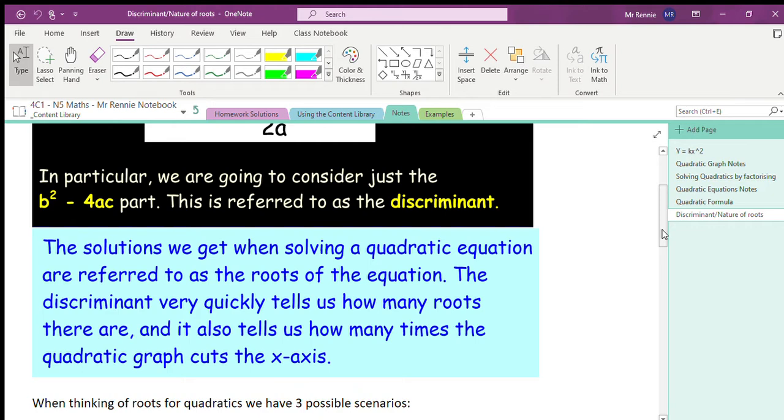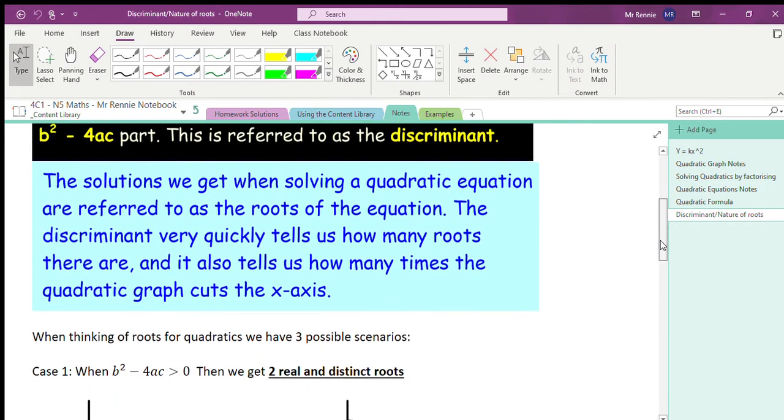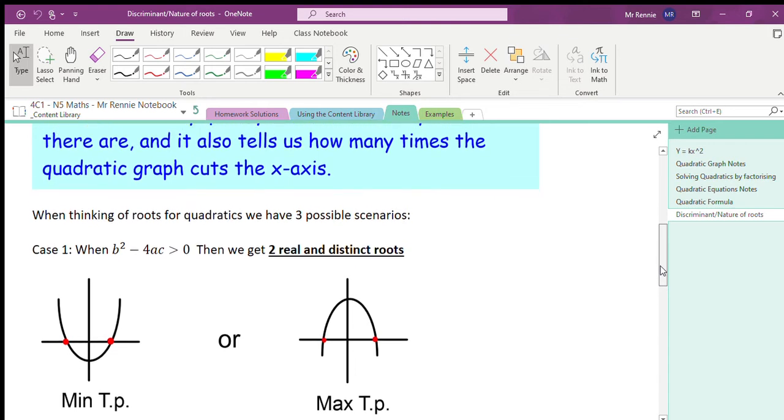Before we even need to find an answer for the roots, we can work out quickly what type of roots we expect to have. When thinking of quadratics, we actually have three possible scenarios. So we're looking at case one just now.